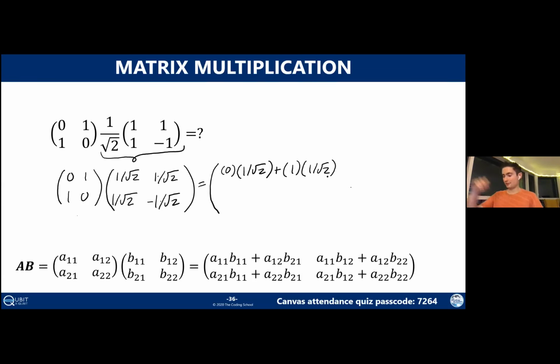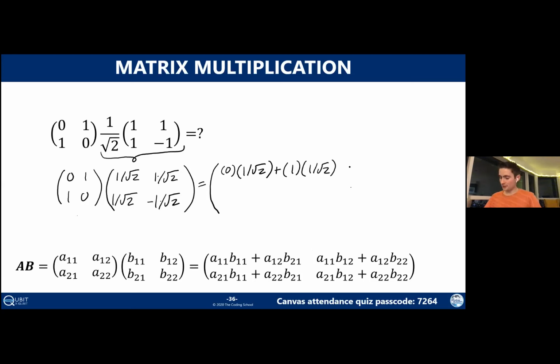Now we do the same thing for the top right, bottom left, and bottom right. So just for the sake of time, I'm going to go through that a little bit faster, but it is just following these formulas. And yes, it is tedious. Yes, it is error prone, but really the best way to do this is just by practicing.